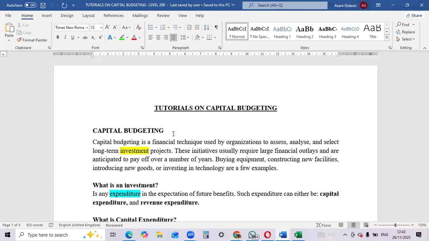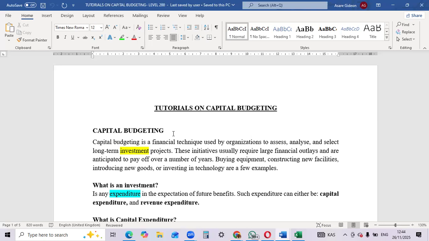Basically, there are three key activities that we perform, right? The first one is that we assess. There is an evaluation, there is an analysis, right? We embark on some analysis. Then after that, on the strength of the evaluation, the assessment or the analysis, we select the viable projects. Now, what is a viable project?